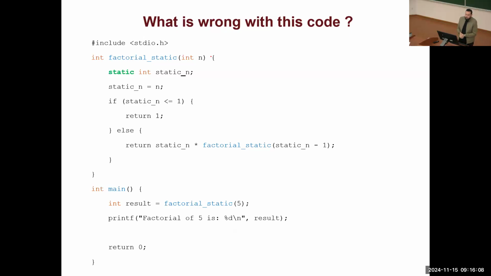What is wrong with this code? This code is a function that does the factorial of a specific number. For example, here I'm passing 5, and I'm calling this to do the factorial. Can you see if there's a problem? Let's give it a minute for people to think a bit.